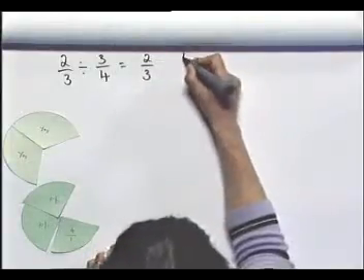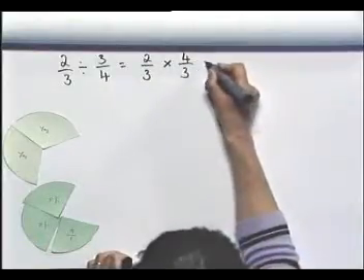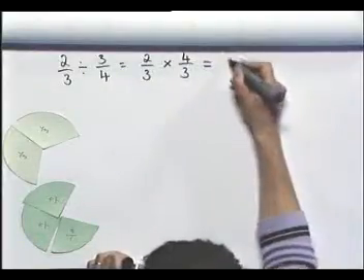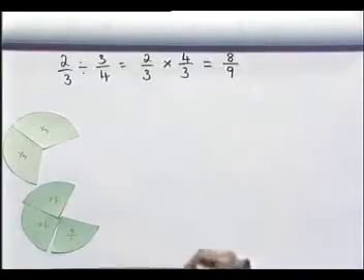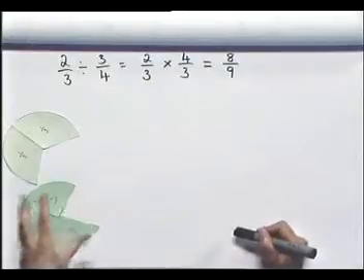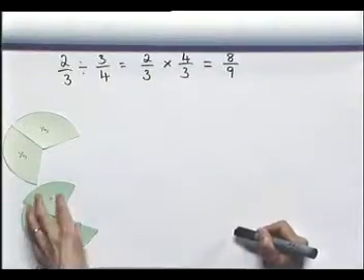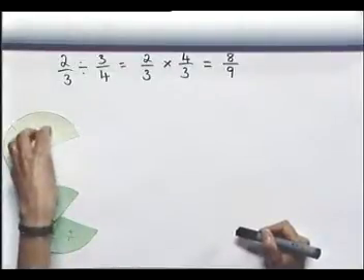2/3, turn the divisor upside down and multiply. So we have 2 fours are 8 and 3 threes are 9. So we get 8/9. 9/9 are a whole one, so it's just under a whole one, which is what we can see when we look at it visually, how many times this fits into this.